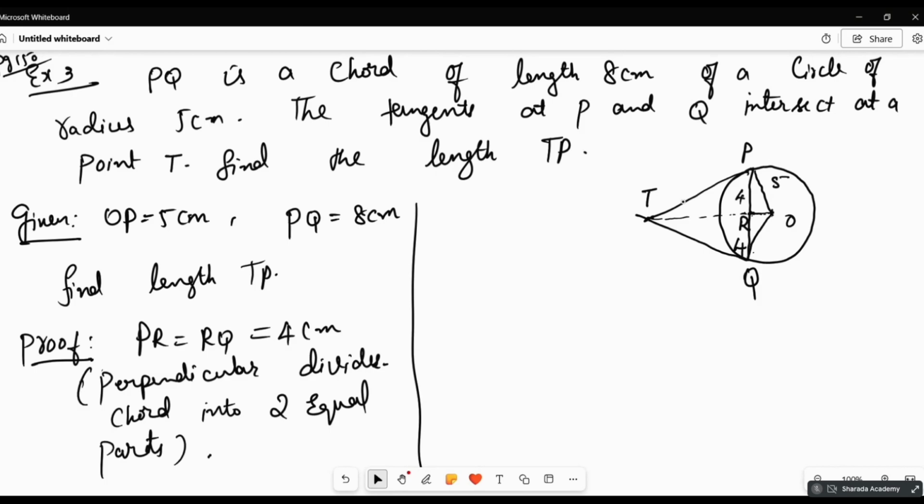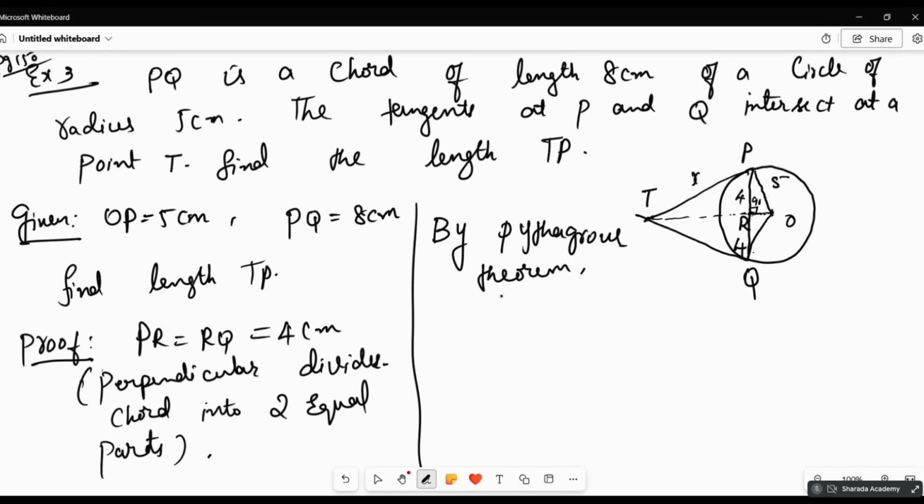By Pythagoras theorem, I will keep TP as X. Now, what can I write? TP is X. And what is the OR length equal to? See, PRO is also a triangle. This is 90 degrees, opposite to it is the hypotenuse. By the triplet, we'll know it is 3.